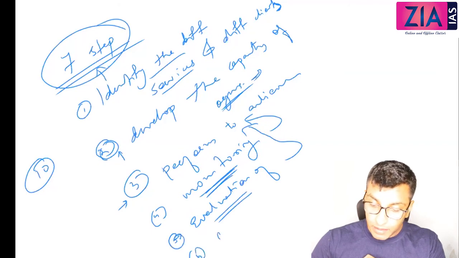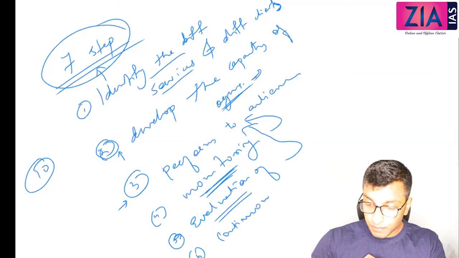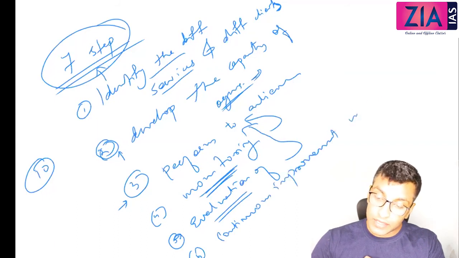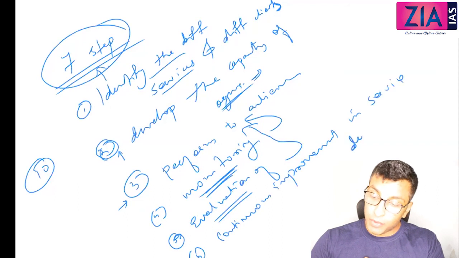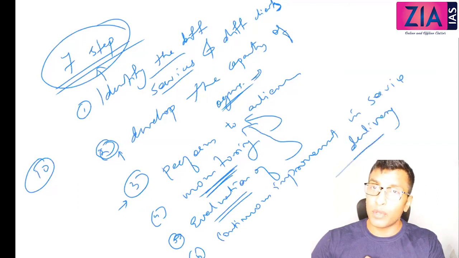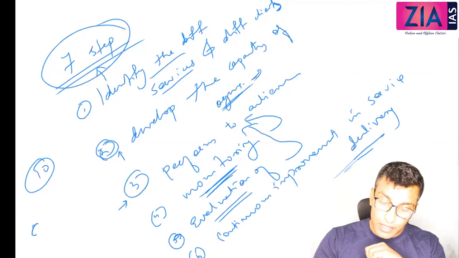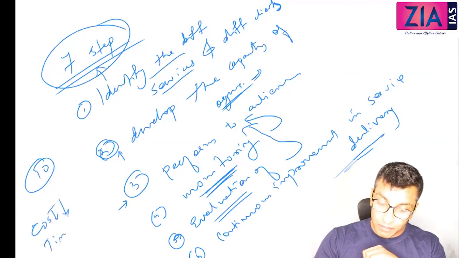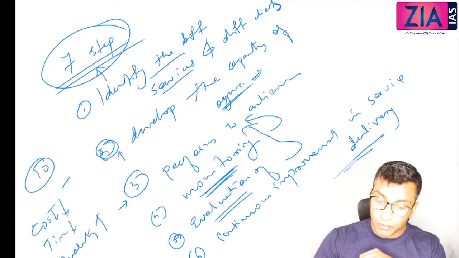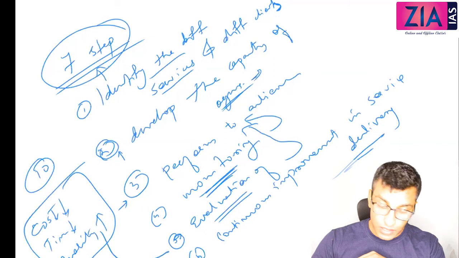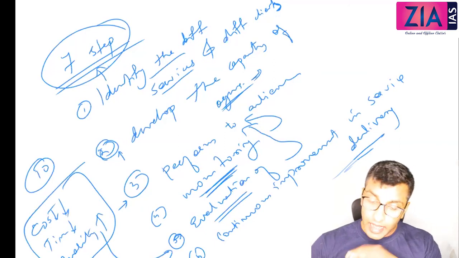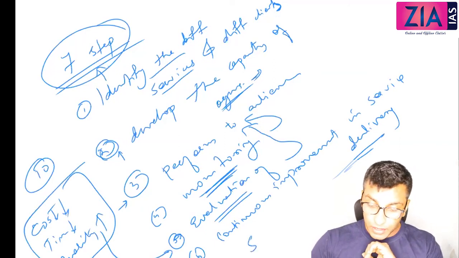Continuous improvement in service delivery. So improvement in service delivery means what you can do is either you can reduce the cost, or you can reduce the time, or you can increase the quality. All these are part of improvement in the service provided. And also propose the SEVOTTAM model.